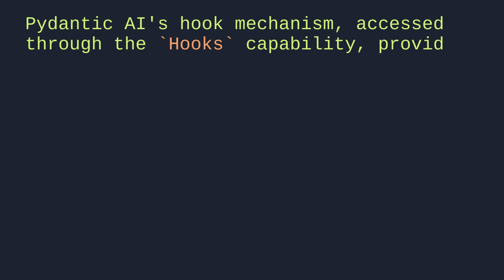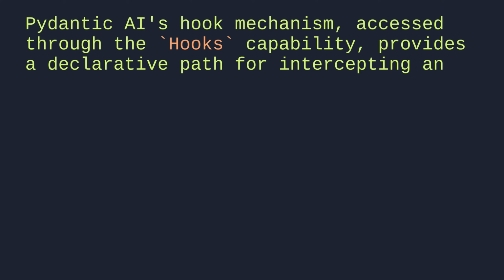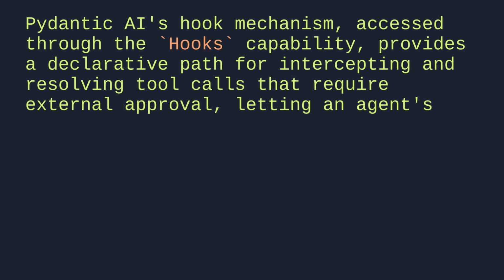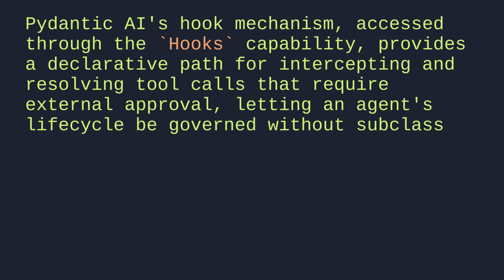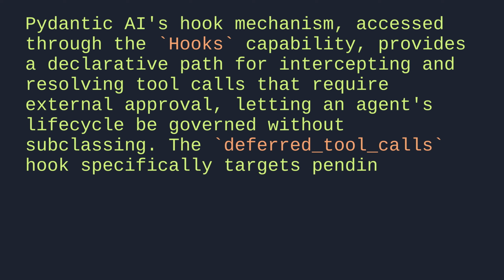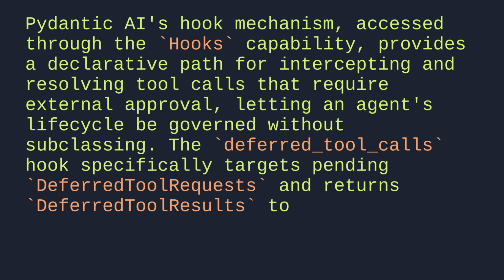Pydantic AI's hook mechanism, accessed through the hooks capability, provides a declarative path for intercepting and resolving tool calls that require external approval, letting an agent's lifecycle be governed without subclassing.